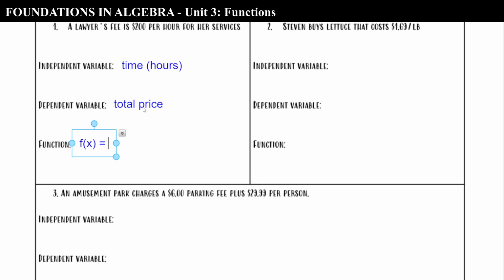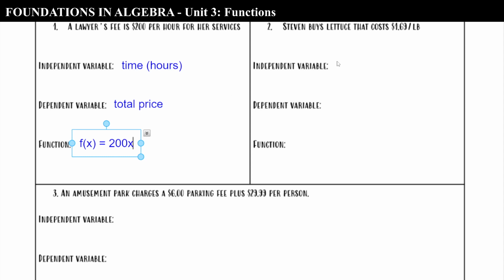And how do we determine that total price? Well, we take the price per hour and we multiply it by the number of hours we're going to spend with the lawyer. So 200x, $200 per hour. If we spend 1 hour with the lawyer, it's going to be $200. If we spend 2 hours with the lawyer, it's 2 times 200, which would be $400, and so on.